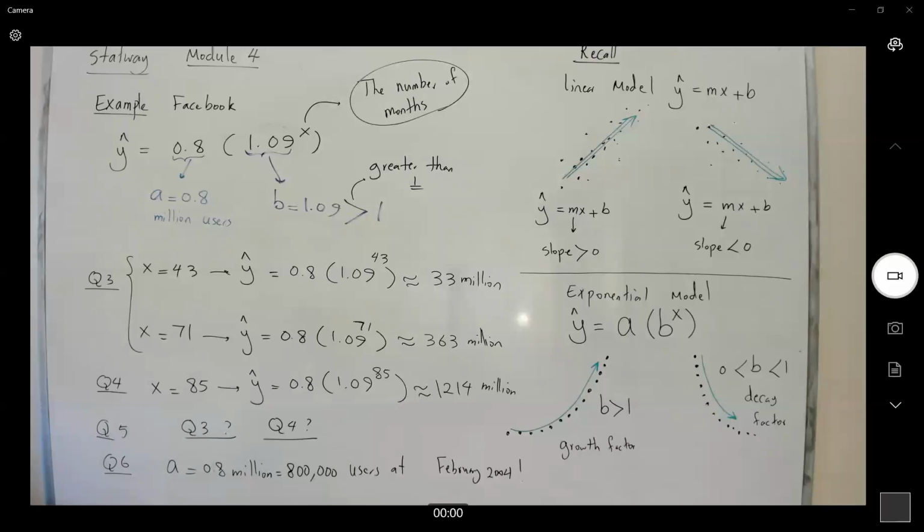And finally, for question 6, does it make sense to say that, hey, the initial value is 800,000 users? It's not realistic as well. So to answer question 6, let me write it in the chat for you. You can say that the initial value in exponential model, which is represented by 0.8 million or 800,000 users, is probably not realistic.